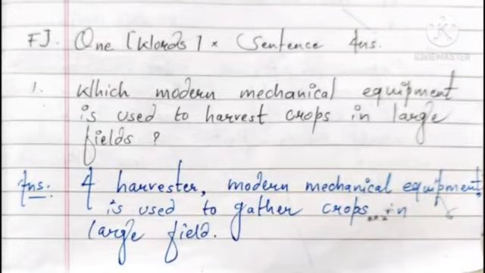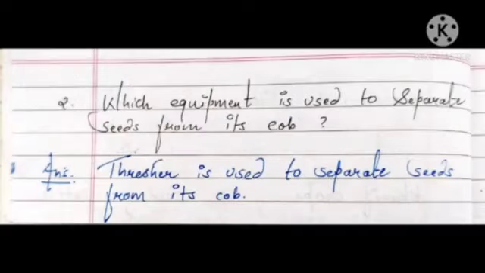First one is, which modern mechanical equipment is used to harvest crops in large fields? And the answer is a harvester. Modern mechanical equipment is used to gather crops in large fields. Second one is, which equipment is used to separate seeds from its cob? And the answer is thresher is used to separate seeds from its cob.